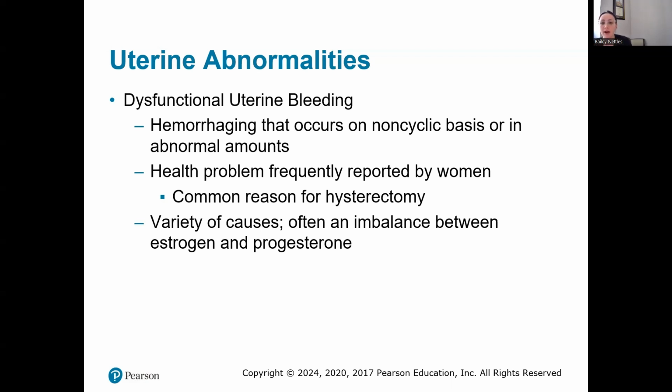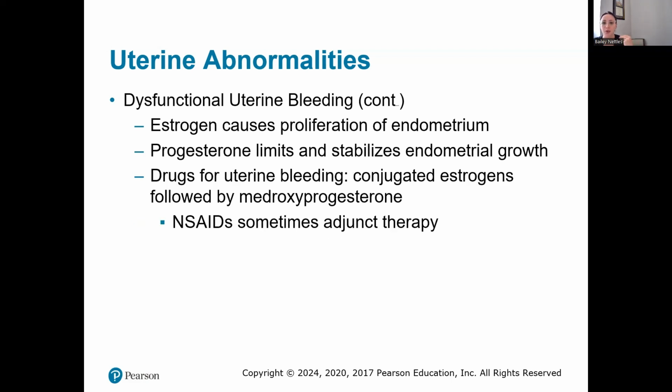Okay, so this has a variety of causes, often an imbalance between estrogen and progesterone. So estrogen can cause proliferation of the endometrium. Progesterone can limit and stabilize the endometrial growth. So these are conjugated estrogens followed by medroxyprogesterone. NSAIDs also help, especially with the pain. Okay, NSAIDs are ibuprofen, Toradol, great for menstrual cramps and menstrual pain because they help relax the uterine muscle.